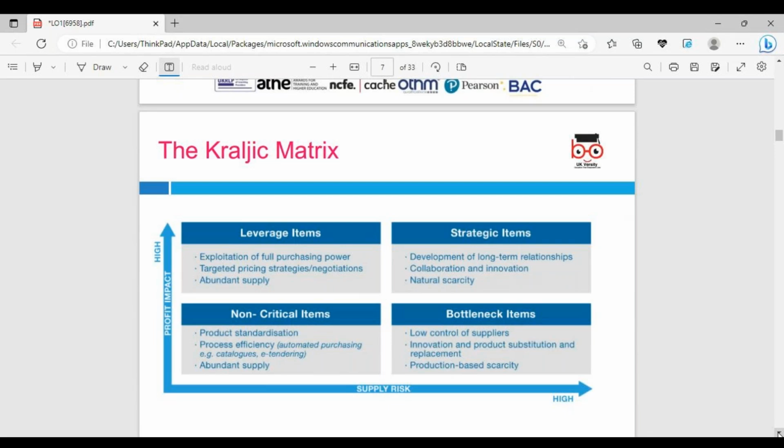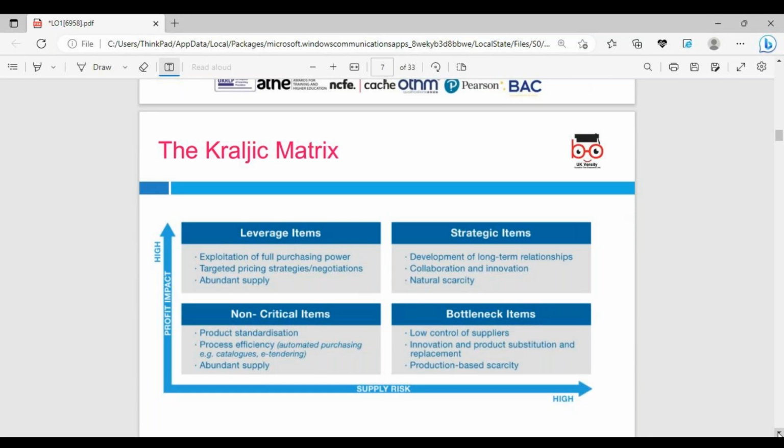Okay, so we can look around the metrics, which is all about looking at high and low, the supply risk and the profit impact. Leverage items can be exploitation of full purchasing power, targeting the pricing strategy and negotiation. You have to look at negotiation skills. We have to develop it when we look at procurement with the suppliers. For strategic items, develop long-term relationships, collaboration, innovation, and natural scarcity.